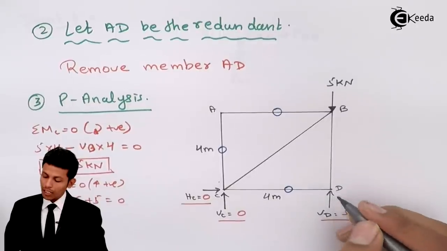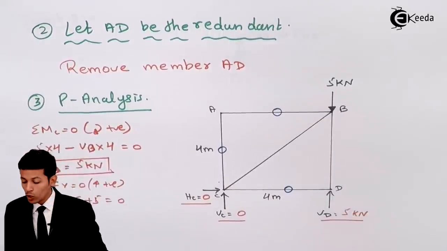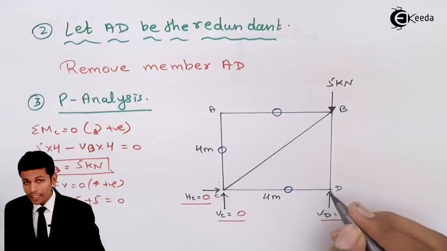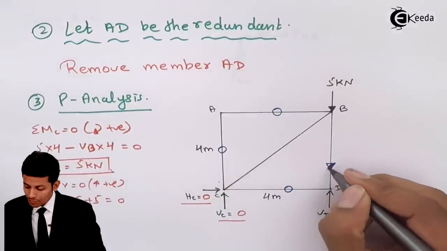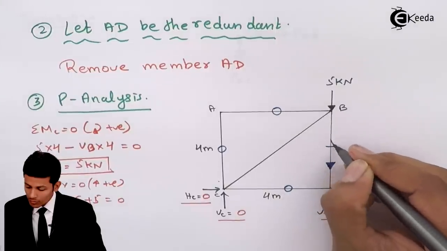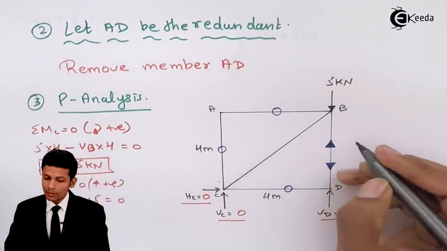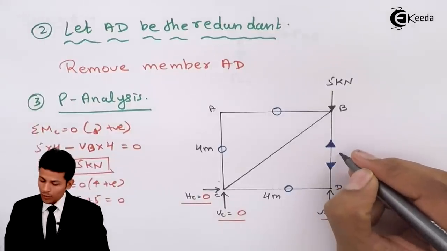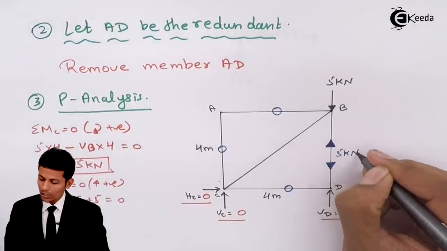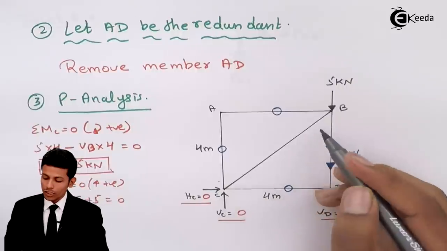Now see, here 5 kN is going upward, so to oppose this, we have to see this arrow is going in the upward direction. To oppose this, we have to apply an arrow like this. Two arrows are not kissing each other, means it is a compression. This is nothing but 5 kN. Okay.